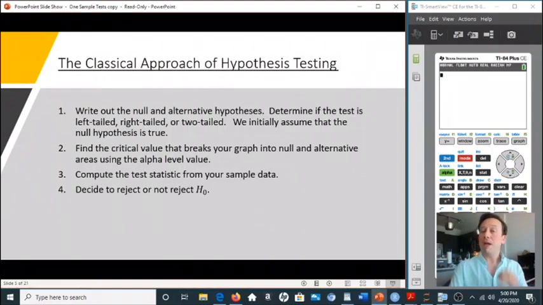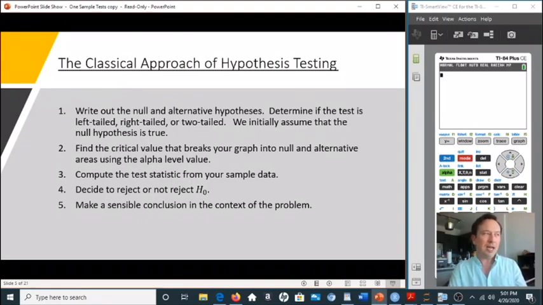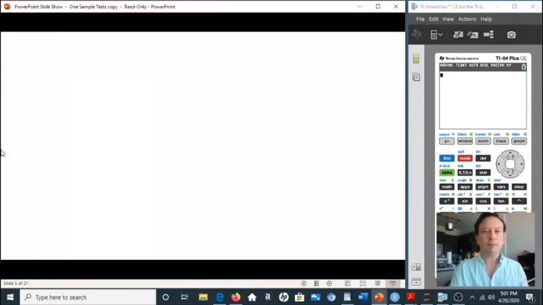Number 4, we'll be able to, at that point, decide whether to reject or not reject the null hypothesis. And then number 5, we're going to just make a sensible conclusion in the context of the problem. So let me illustrate a picture here with steps 2 and 3 and 4 to really help you see how that will work.